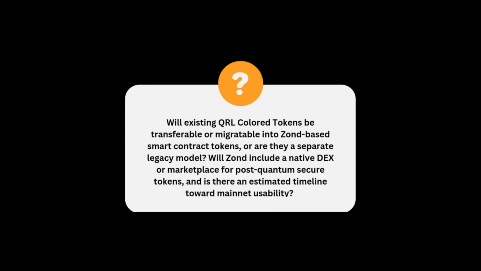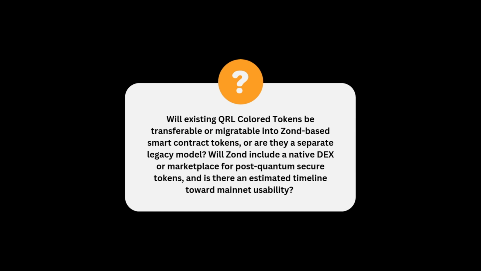This one is from Average Joe. Will existing QRL colored tokens be transferable or migratable into Zond smart contract tokens, or are they a separate legacy model? Will Zond include a native DEX or marketplace for post-quantum secure tokens? And is there an estimated timeline toward MainNet usability?